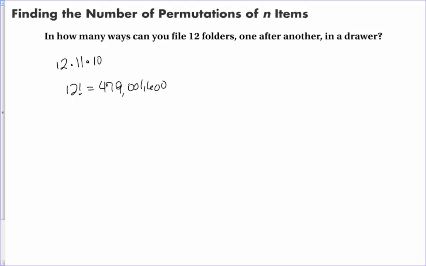So you have a lot of ways. Okay. So that's your fundamental counting principle. If you have a certain number of objects and you just want to find out how many different ways you can arrange them using all the objects, it's just your number of objects factorial. Okay? It's just your number of objects factorial.